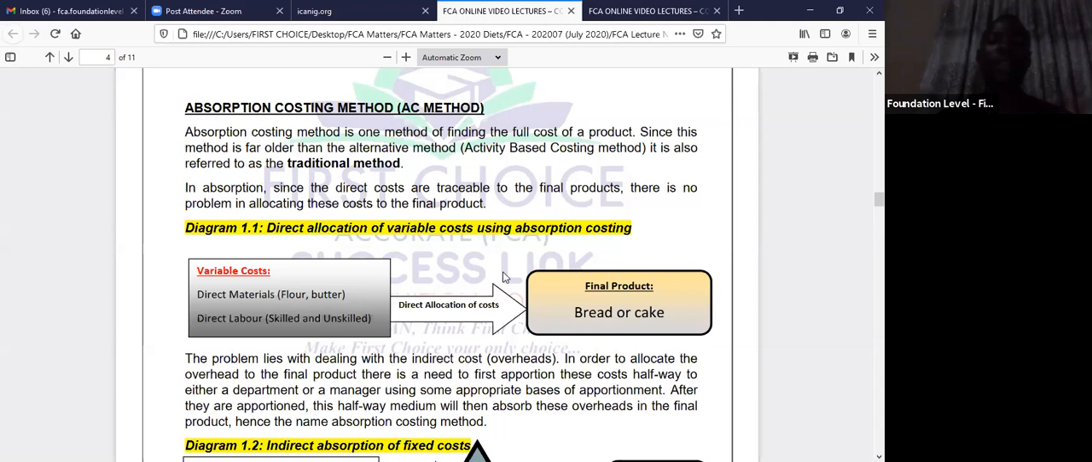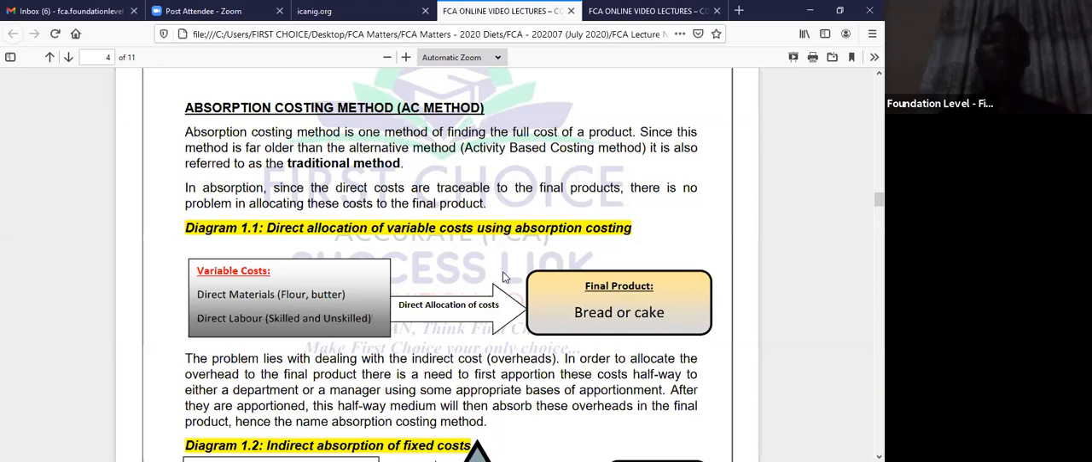Okay? Now, look at the diagram there. We have variable costs, which include direct material for bread: we have flour, we have butter. For direct labor, we have skilled and unskilled laborers. So we can trace it directly to the final product, which is your cake or your bread. Okay, so you see the link there, direct allocation of costs.